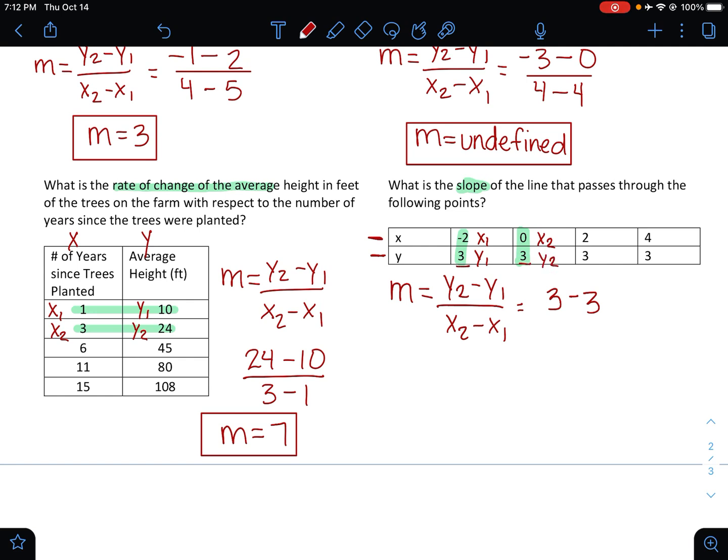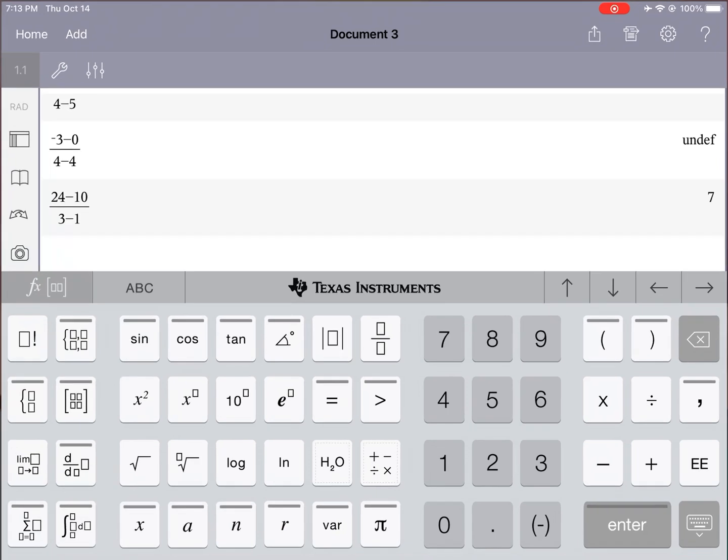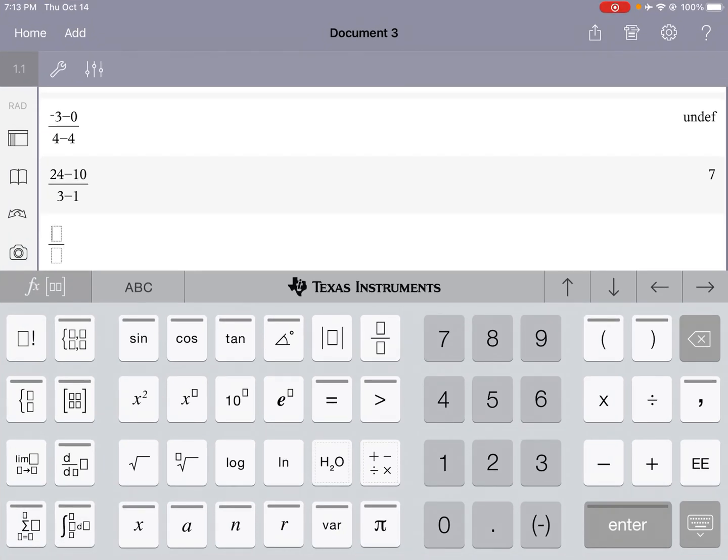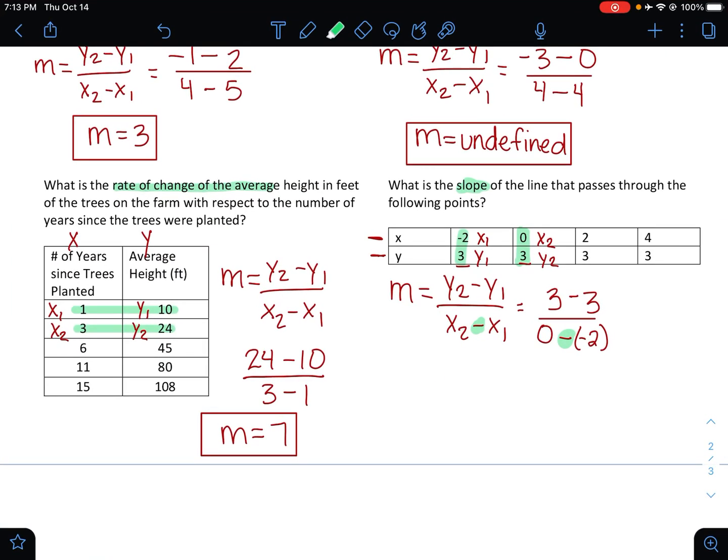So my y values are 3 minus 3. Then I have 0 minus -2. And I'm going to type that into my calculator. Remember, the formula has built-in minus signs, so there should always be a minus sign. And then you put your negative sign. So, my calculator, my fraction button, I have 3 minus 3 over 0 minus a -2. Press enter, I get 0. So my slope for this is 0.